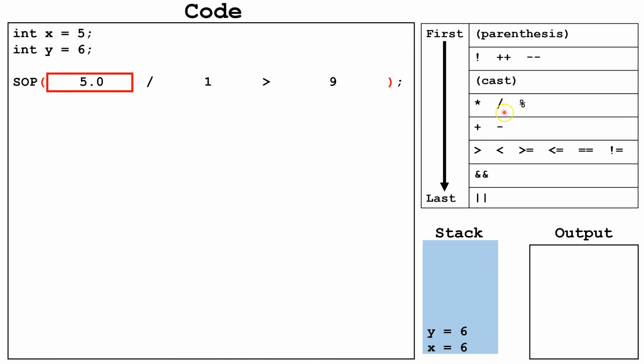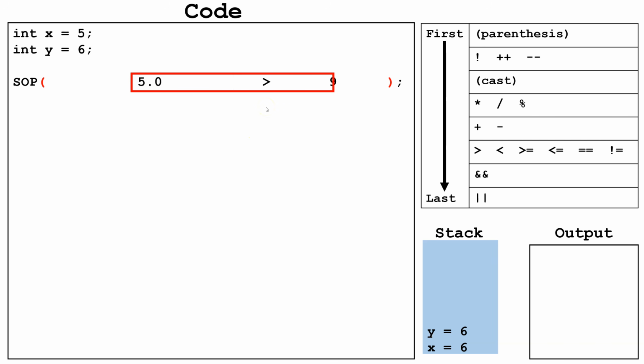Now we see next is division. So we'll do 5.0 divided by 1, which will remain 5.0. We have one final operation that's checking is 5.0 greater than 9. This evaluates to false. So now we system out print line false, and then we output it to the console here.